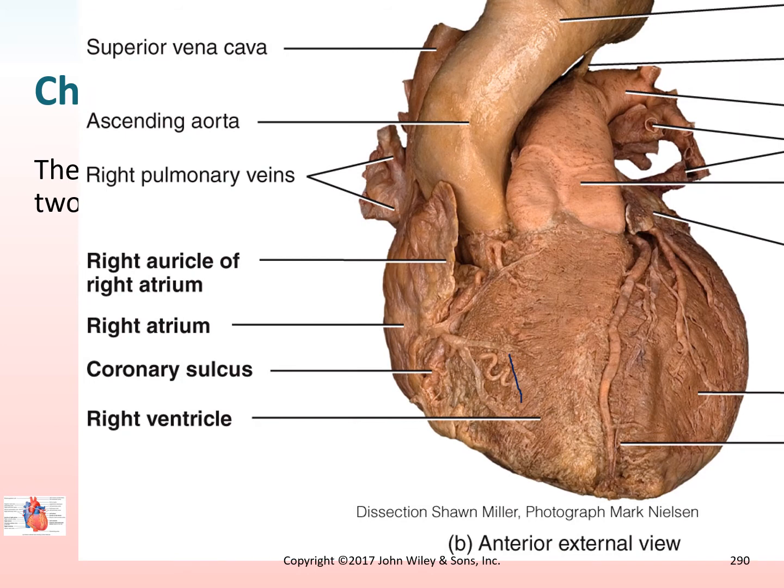So deep to this area would be the right ventricle, and over on this side this would be the left ventricle, and it's the left ventricle that actually pumps into the aorta. So that's a little confusing. It's kind of crisscrossed. The right one pumps this way and the left one pumps that way.